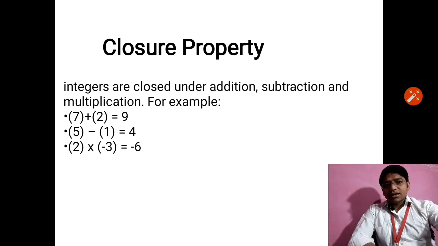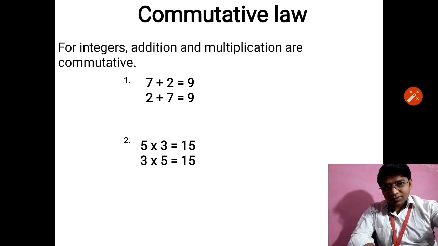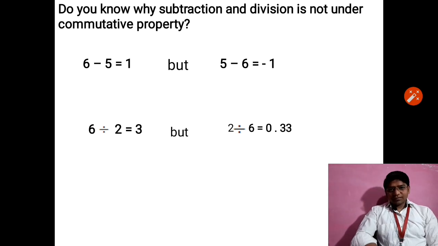Then we learned the commutative property or commutative law, where we learned that if we add or multiply two integers in any order, the result doesn't change. But the same property was not applied to division and subtraction. We also saw some examples of it.